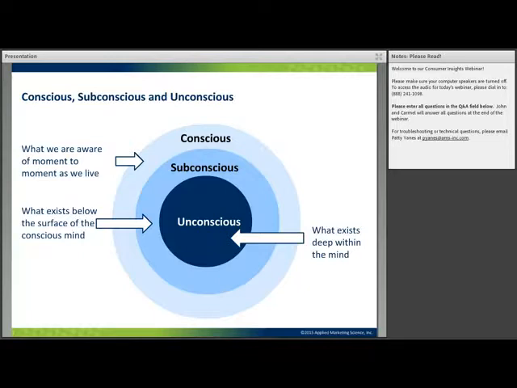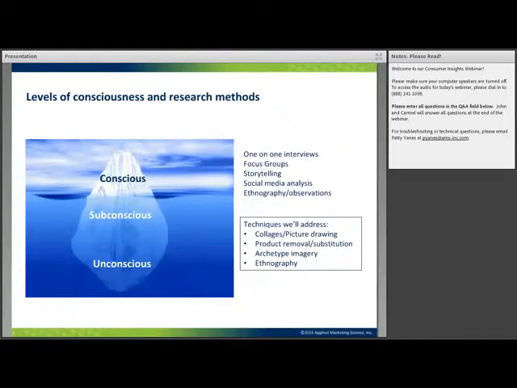A frequently cited example of the unconscious at work is the way in which thinking about a problem prior to going to sleep at night often results in waking up with a solution. You weren't consciously thinking about the problem, but your unconscious took over and solved it for you.